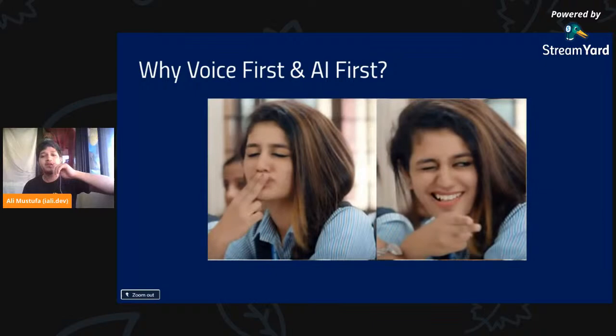So that's why you have been seeing a lot of promotion of voice first or AI first, where we say that we want users to switch to voice applications. You might be seeing Google pushing Google Assistant, Amazon pushing Alexa, and Apple pushing Siri, asking you to use their voice first applications or chatbots.